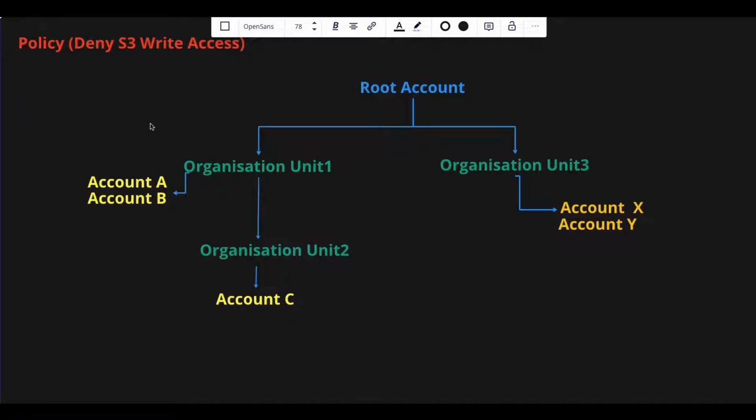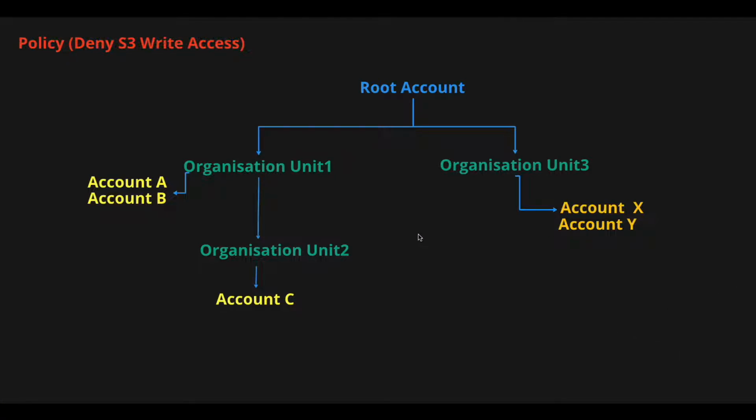In the diagram, SCP comes with a concept called organization unit and a root account. This organization unit can be used to group the AWS accounts. In this case, this organization has a few AWS accounts, plus we have a few organization units, 1, 2, 3, and each organization unit comes with some AWS accounts attached.